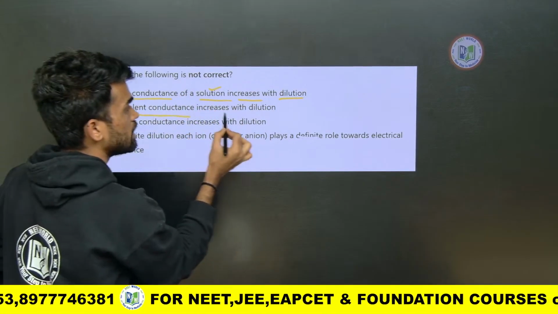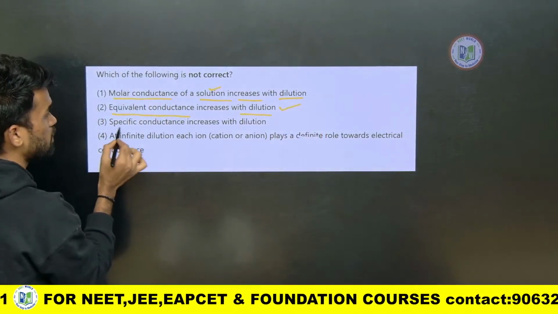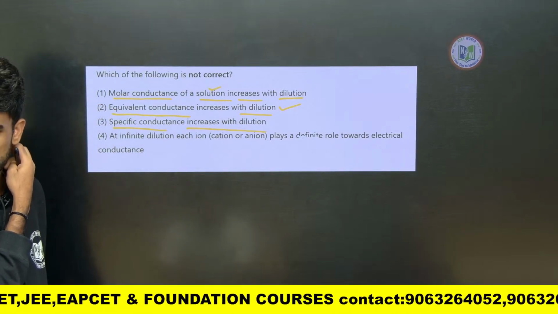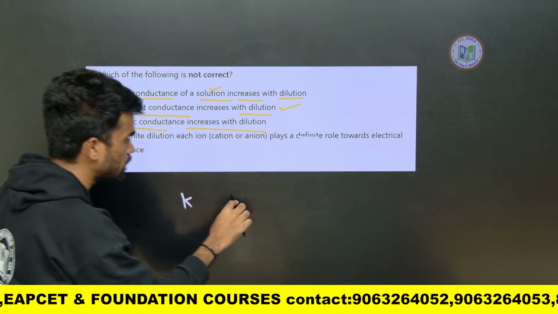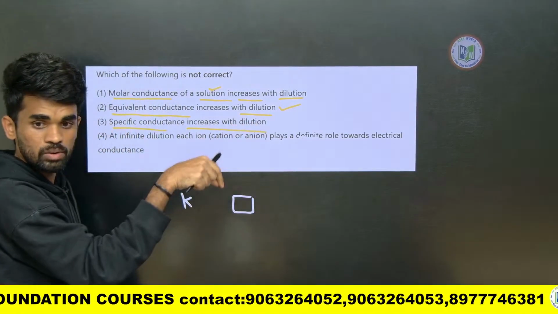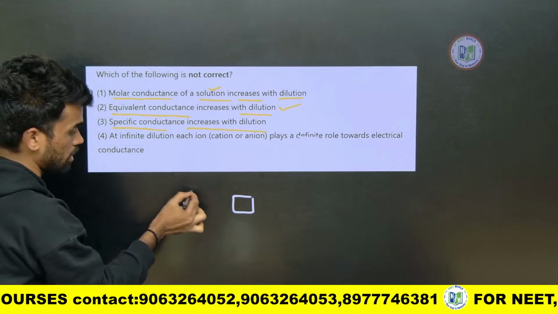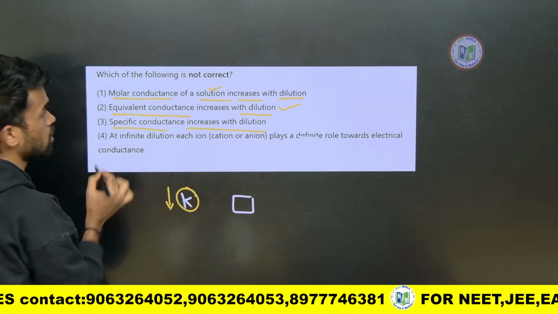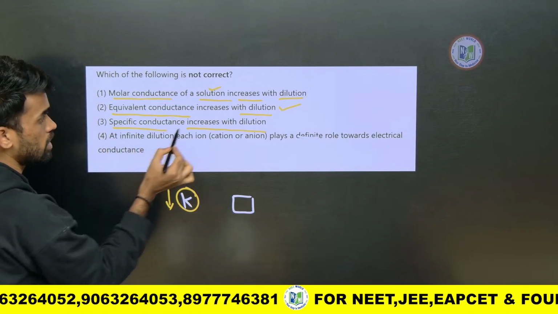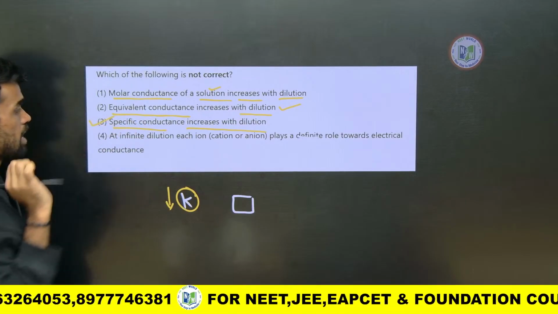Equivalent conductance increases with dilution. Yes, this is also increases. Okay. Specific conductance increases with dilution. Specific is different, na? That is K. So you need to consider the unit volume, not the total volume. So in unit volume, number of ions decreases. Therefore, K value, conductivity value decreases. So which is not correct here? Option 3 is not correct. So they are saying increases, but it should be decreases. So you need to tick this as your answer.